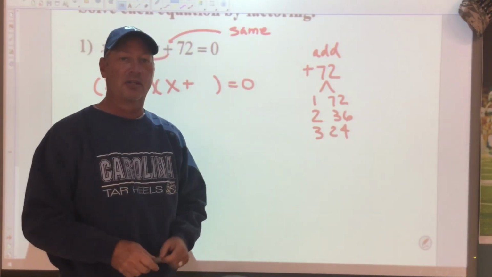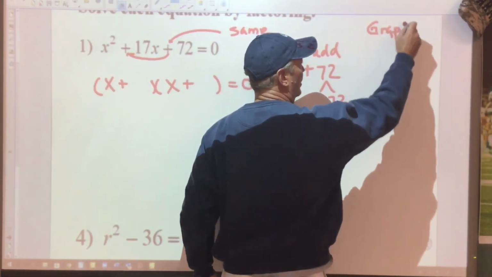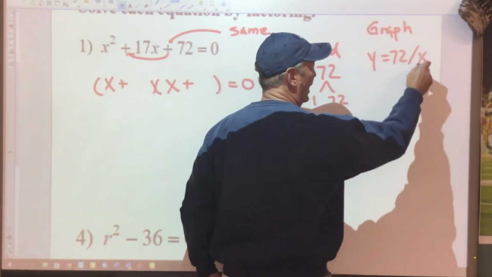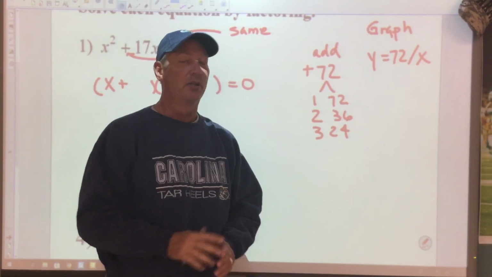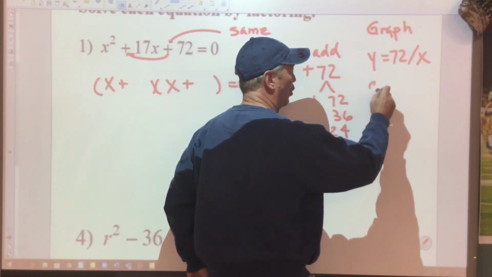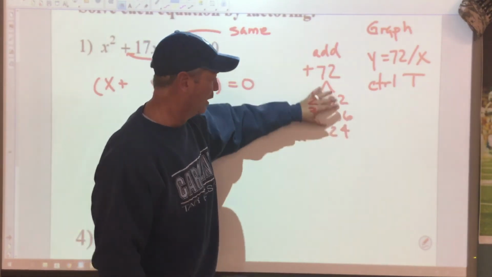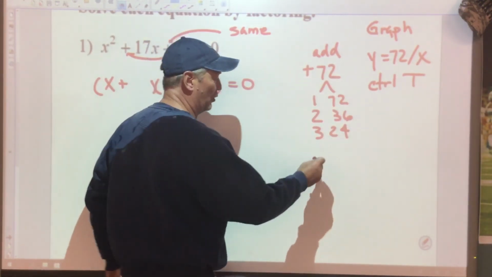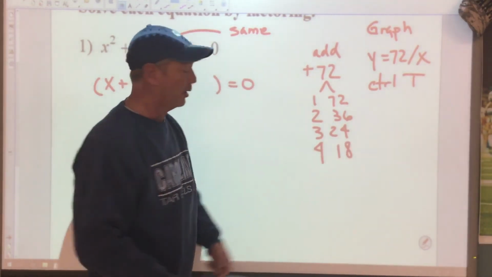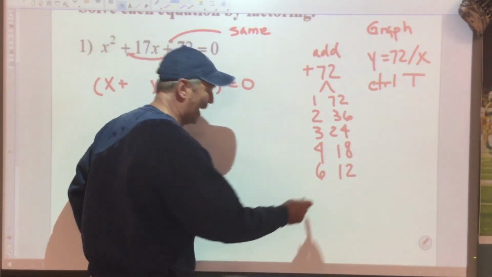If you have a graphing calculator, you can go home and do this. In the graph mode, you can say y equals 72 divided by x. You're going to hit enter. You're not going to see anything on the graph. But what we do want to do is hit Control T for table. And when you see your table, it's going to list all these factors. You'll see something like 4 times 18. 5 will not work. You'll see 6 times 12. And then you're going to see 8 times 9.